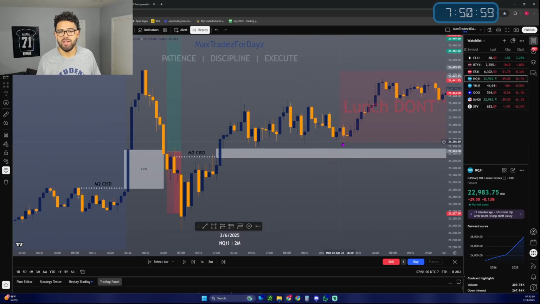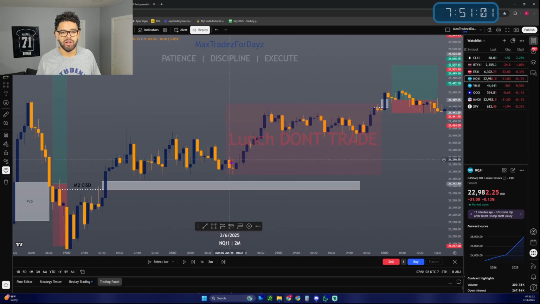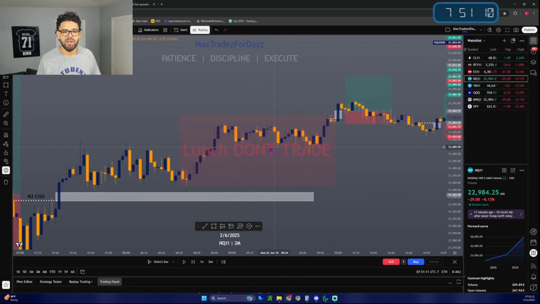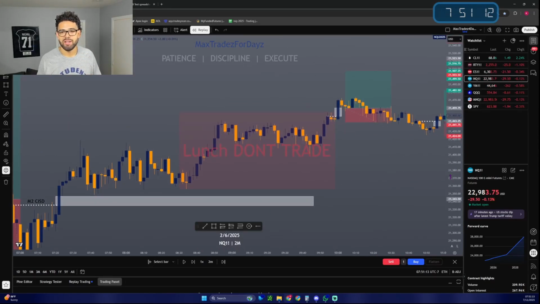So no setups. Here you guys see in red, I have this marked out every single day. I have an indicator that tells me when lunchtime is, and creates a red box from it. No trades. None of this was active for me. No setups here. Don't even look at the charts, and just come back at 10 o'clock.